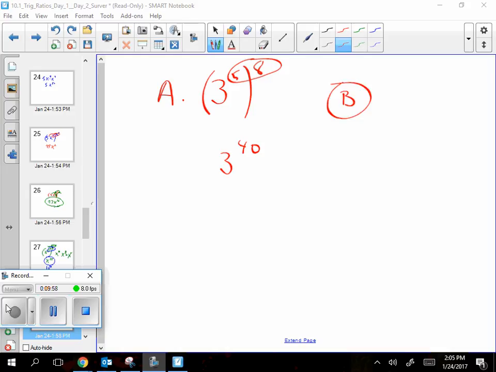Letter B. Would you read me B, Miss SF? Y to the third to the 10th. Okay. And this is not rocket science. You either add them or you multiply them. Which kind is this? Multiply them. So what do you get? Y to the 30th. That's it.